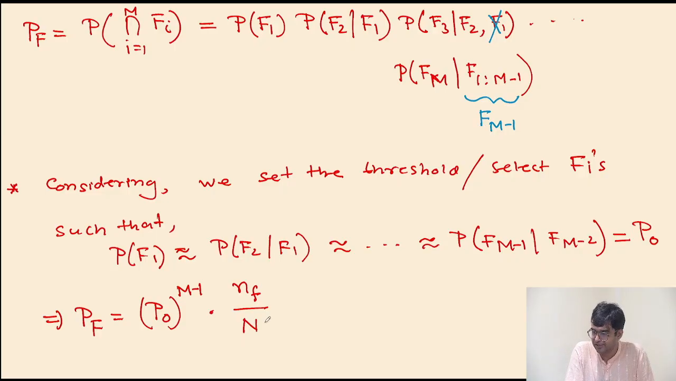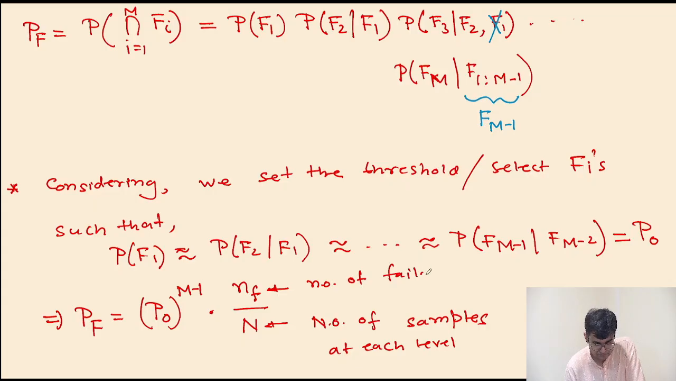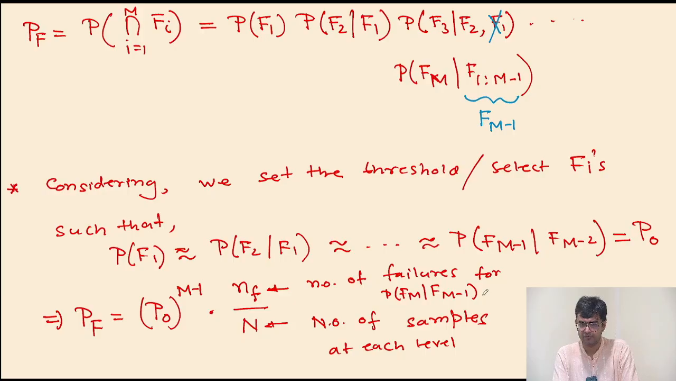Okay. So NF is calculating the number of failures in the last conditional probability, and N is the number of samples for each of these levels. This N number will be kept fixed for computing each of these. So N here is the number of samples at each level, and you can understand that will stay the same, and NF is equal to the number of failures for the probability of Fm given Fm minus 1. Okay. This is clear.